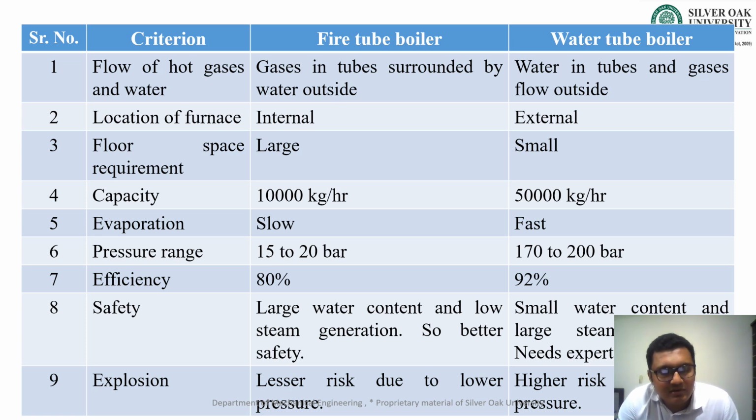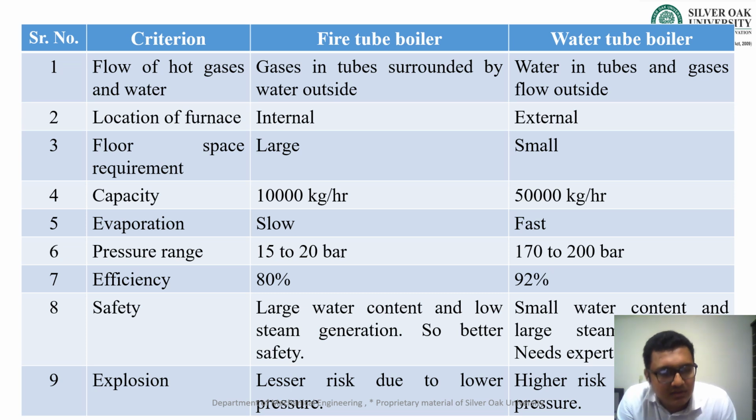Now we talk about the seventh criteria, the efficiency. The efficiency of the fire tube boiler is 80% and the efficiency of the water tube boiler is 92%. Now we talk about the safety part. We have a larger water content and low steam generation, so we don't require that much safety in the fire tube boiler. But in the water tube boiler, there is a small water content and a large steam content, so we need more safety compared to the fire tube boiler.